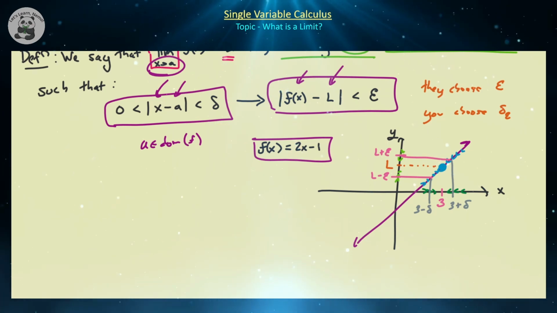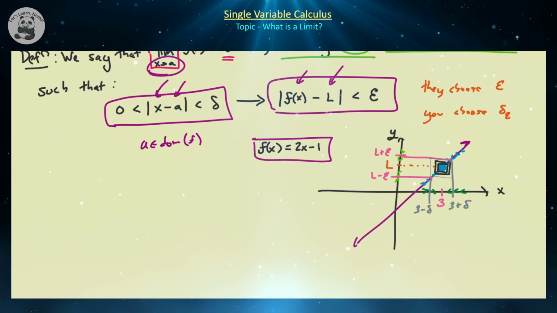So regardless of this epsilon that is surrounding this L number, which is yet to be defined, hopefully we should be able to find a delta that surrounds this 3. The smaller and smaller that epsilon is, the smaller and smaller this delta is going to be, and you should see that this box is going to close around that particular point and squeeze in on that point.